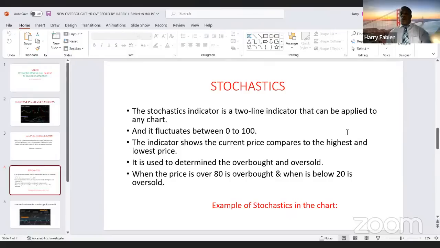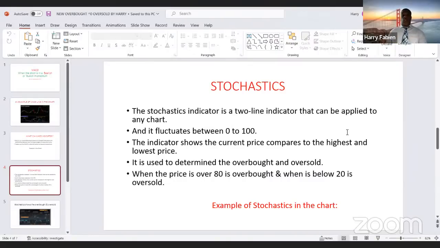When the price is over 80, it is overbought. And when it's below, it is oversold. So that's another way to show you when to get into the market or the stock, and another way to show you when to get out, when to buy and to sell. So the stochastic shows you the overbought and oversold.